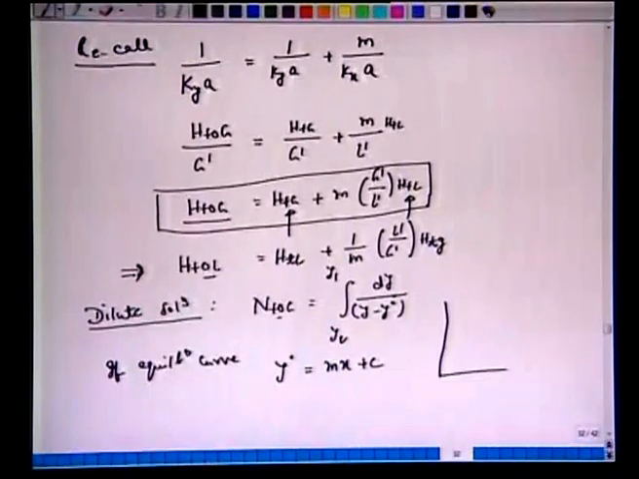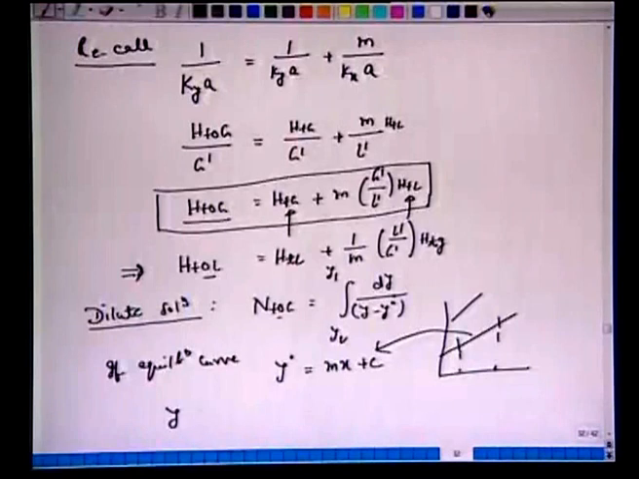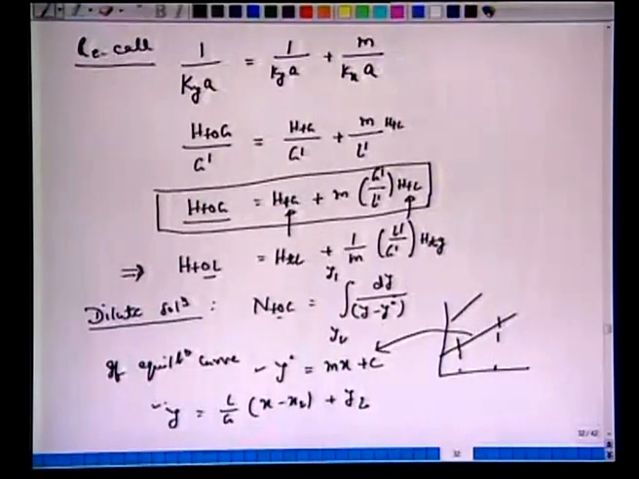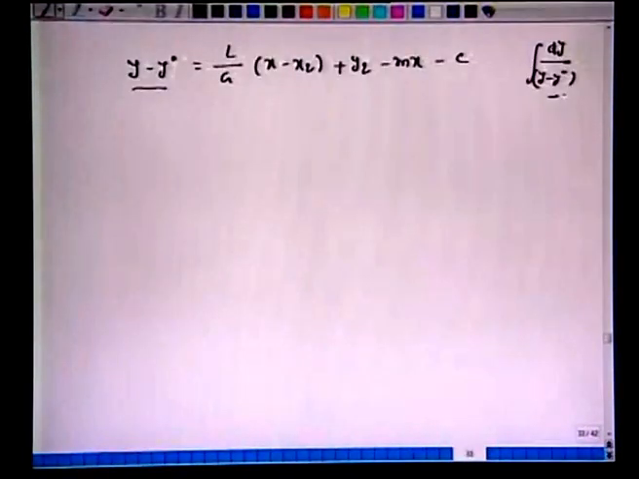So, we have an equilibrium curve which is linear, or maybe linear over a certain range. In this case, we can write the equation of this curve as y star equals m x plus c. Then if you want to draw the operating curve, it is y equals L by G times (x minus x 2) plus y 2. So, this is our operating curve, and this is the equilibrium curve. One can substitute one into the other, as y minus y star equals L by G (x minus x 2) plus y 2 minus m x minus c.